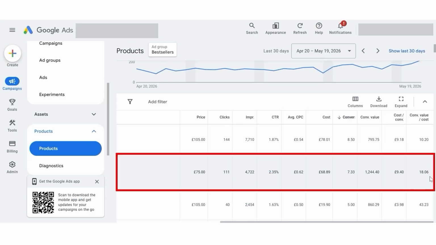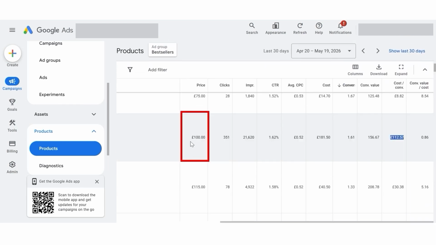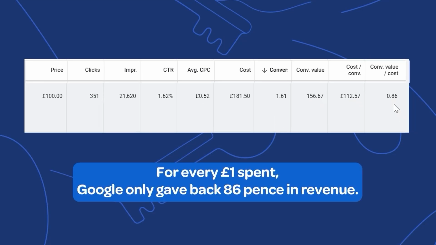Same goes for the one below it. Now, let's stop here. This product is £100, got 1 conversion in the last 30 days, cost £181.50 to run, a CPA of $112.57, 351 clicks, and a ROAS of 0.86. This means for every £1 spent, Google only gave it back 86 pence in revenue. So basically, it's losing money.